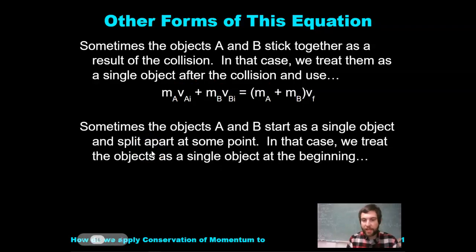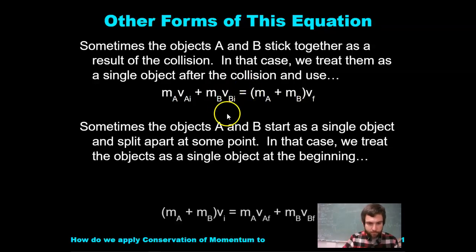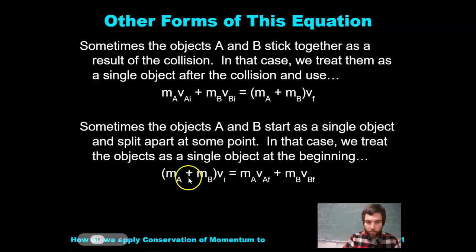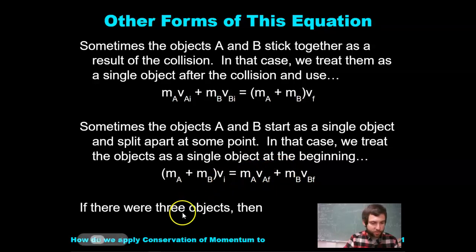Sometimes the objects A and B start as a single object and split apart at some point. In that case, we treat the objects as a single object in the beginning. So it's just this equation flipped in reverse. I call that an explosion. There's our combined masses times the initial velocity rather than the final velocity. And then the two objects separate. It becomes mass A times v_Af plus mass B times v_Bf.